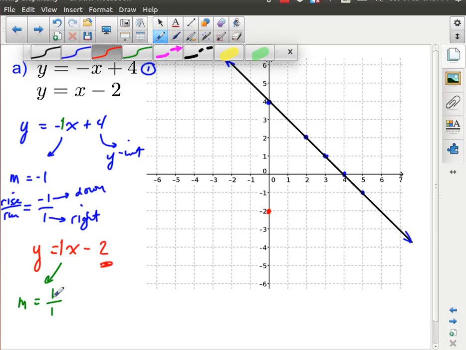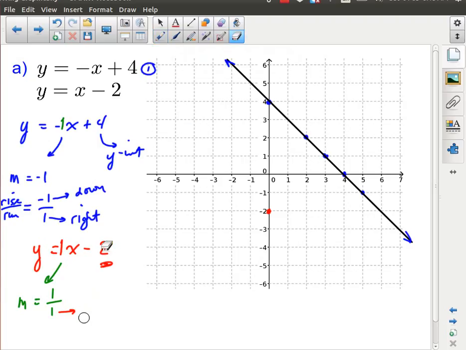So this means I'm going to go to the right by 1, but this time the numerator is positive, so that means I'm actually going to be going up each time I take a step to the right. So I take a step to the right by 1 and I go up by 1. Step to the right by 1, up by 1, and so on.